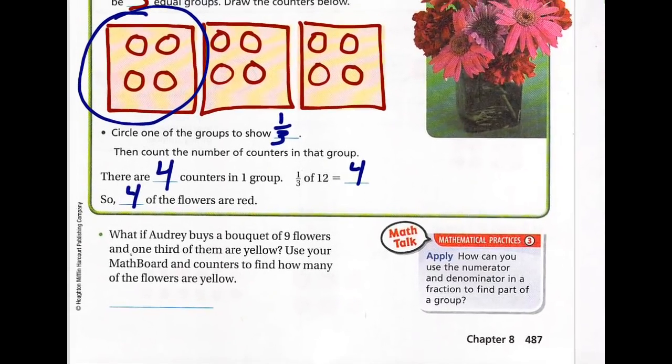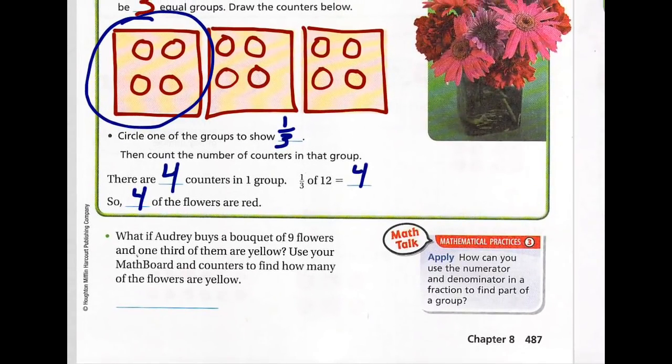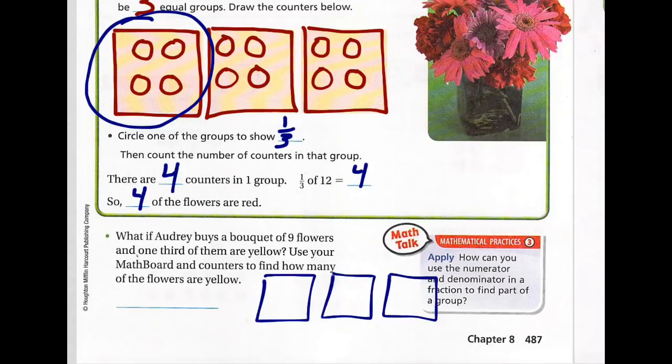Next question down below. What if Audrey buys a bouquet of 9 flowers and 1/3 of them are yellow? Use your math board and counters to find how many of the flowers are yellow. So 1/3 again, so we need 3 groups. But this time we only have 9 flowers, so we'll only use 9 counters. Pass them out equally, or you could use division. 9 divided by 3. 1, 2, 3, 4, 5, 6, 7, 8, 9.